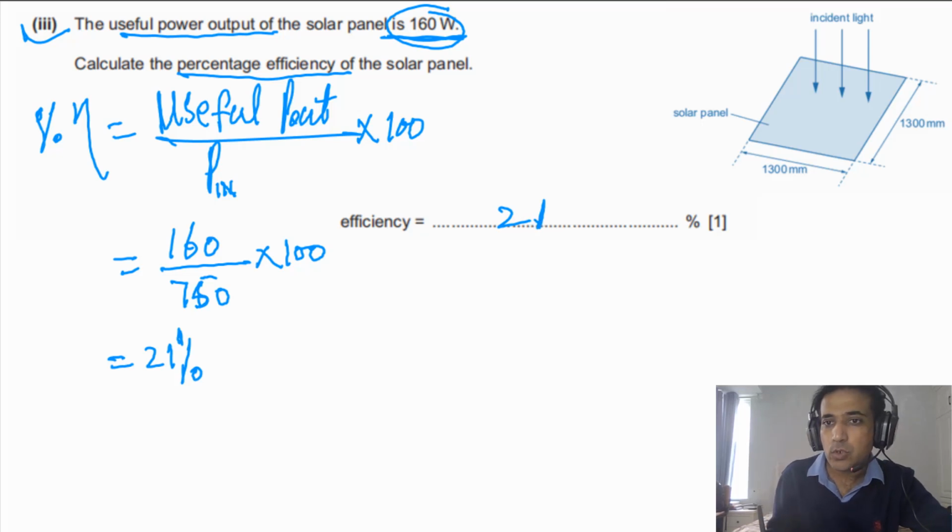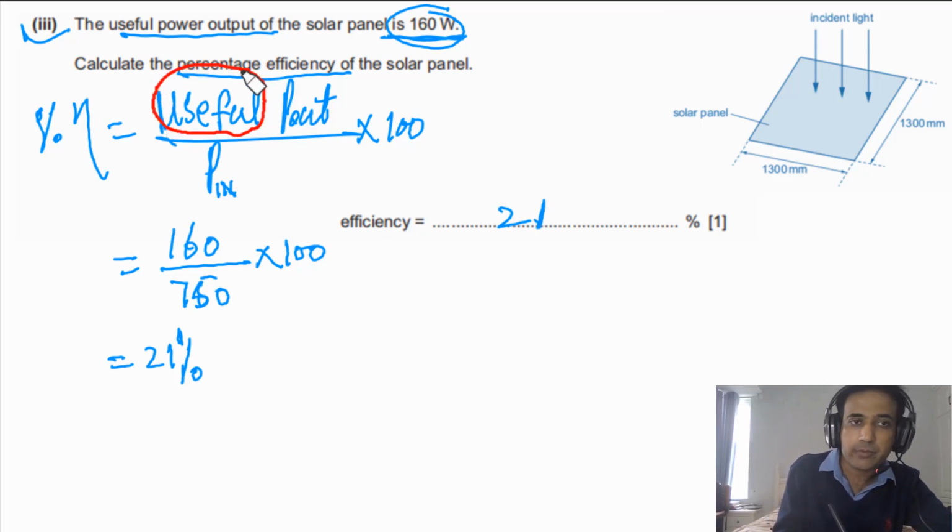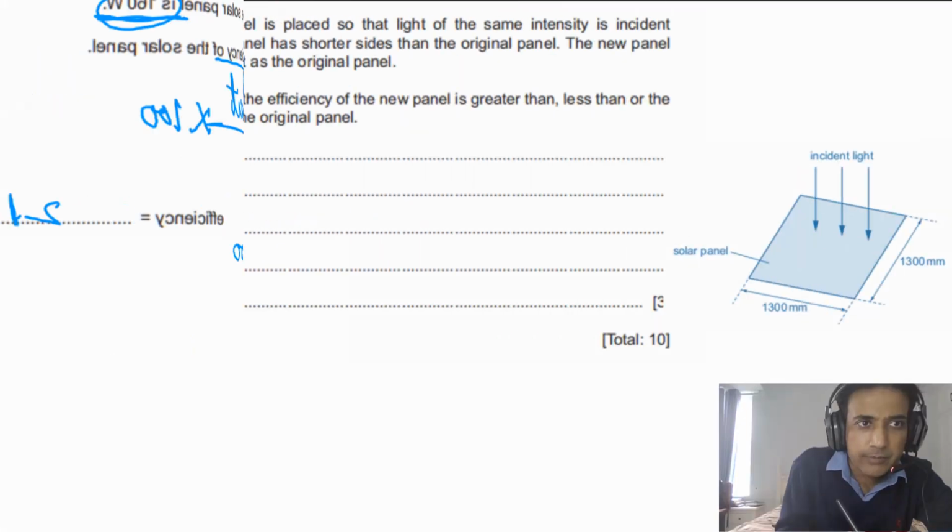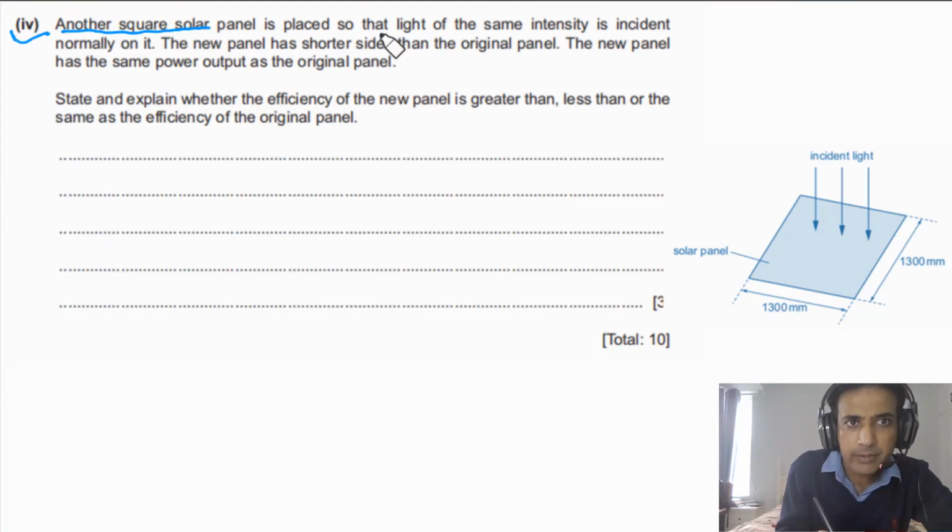The most common mistake among students is they don't remember this one. This is useful P out. This is not the only P out. Part 4 says another square solar panel is placed so that light of the same intensity is incident normally on it. Normally is also very important.